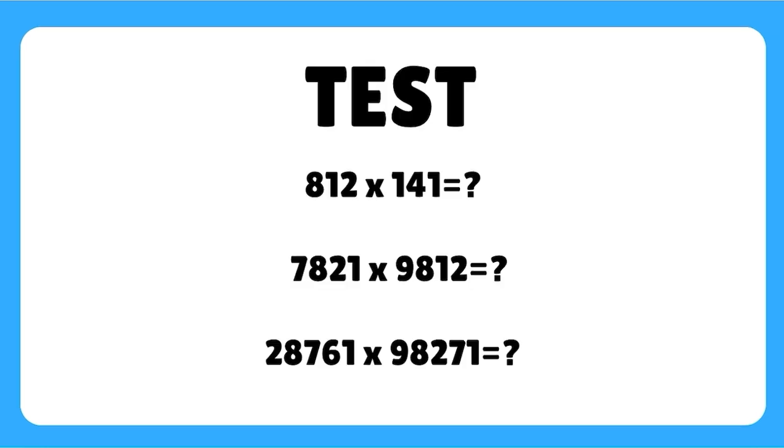So now this is the test. Your first question, 812 times 141. Second question, 7,821 times 9,812. And your third question, 28,761 times 98,271.